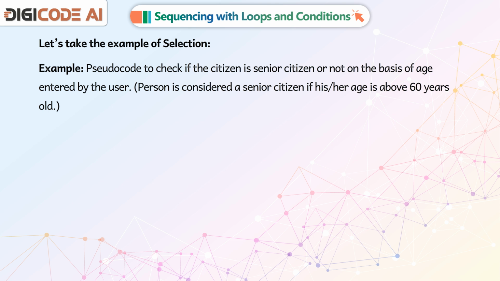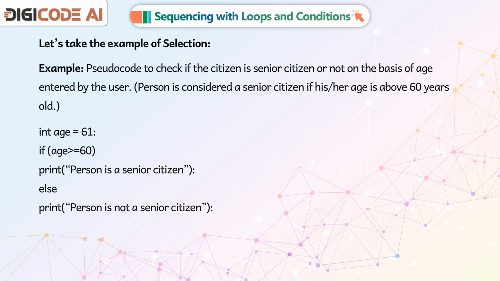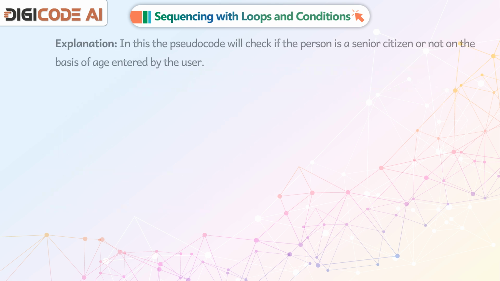Example: pseudocode to check if the citizen is a senior citizen or not on the basis of age entered by the user. A person is considered a senior citizen if his or her age is above 60 years old. int age equals 61. If age is greater than or equal to 60, print "Person is a senior citizen", else print "Person is not a senior citizen".